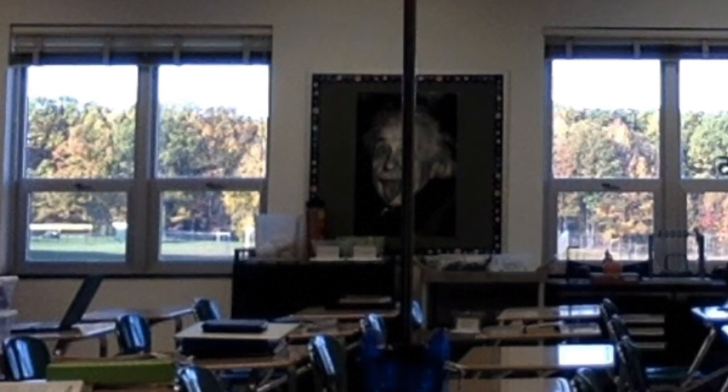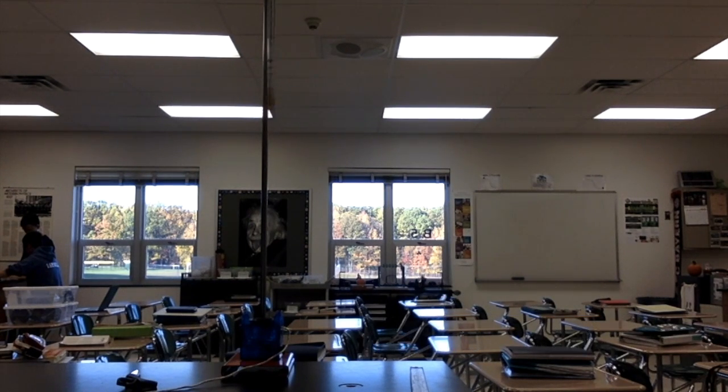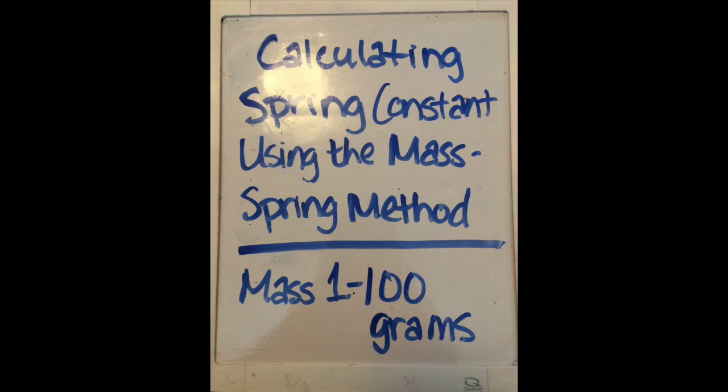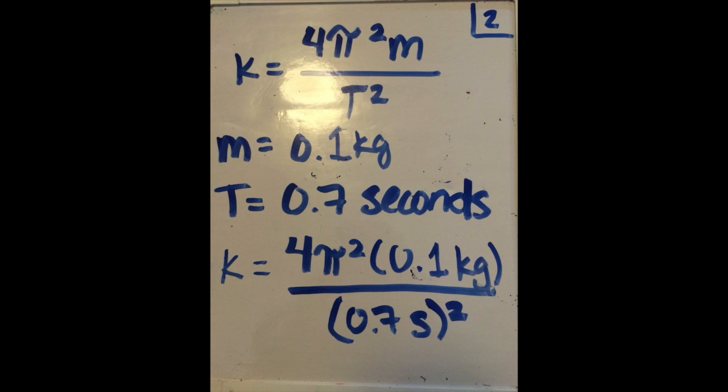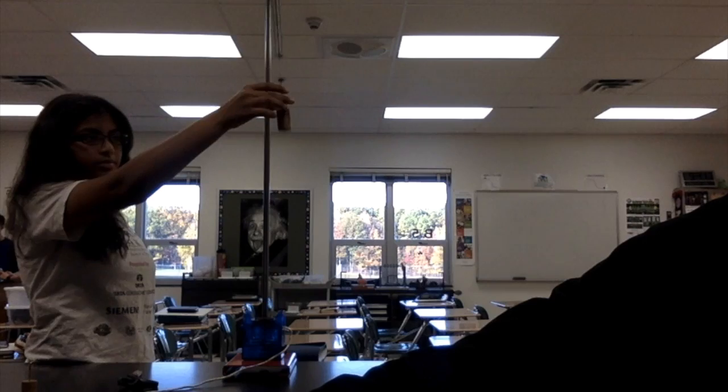Hang a 100-gram mass and record the period using the motion sensor software. The period recorded for the 100-gram mass is 0.7 seconds. To calculate the spring constant using the mass spring method, we input these values into the equation K equals 4 pi squared m over T squared. Here, m is 0.1 kilograms and T is 0.7 seconds. Therefore, the spring constant is 8.057 newtons per meter.